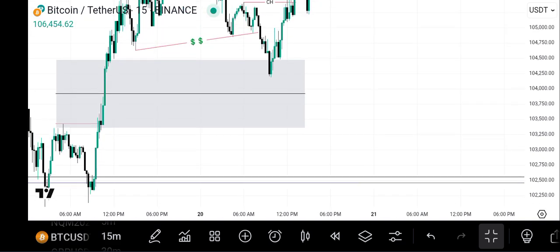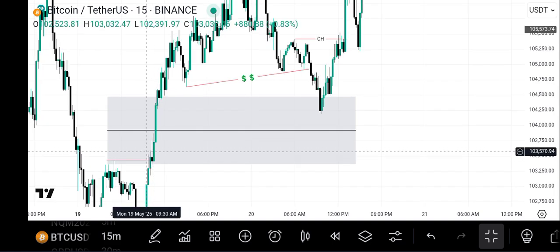And moreover, what am I seeing here? I'm also seeing an order block. Are you seeing this down close candle, guys?